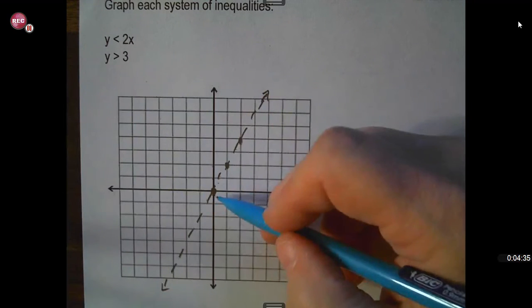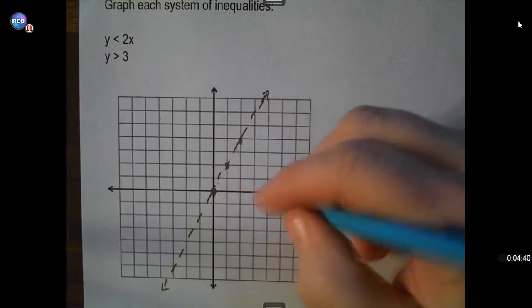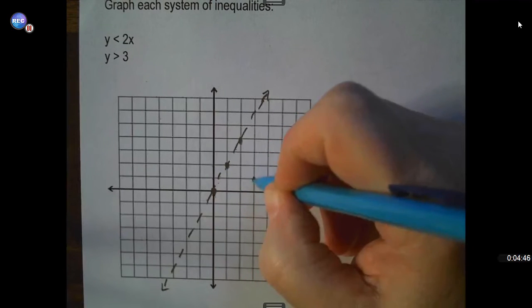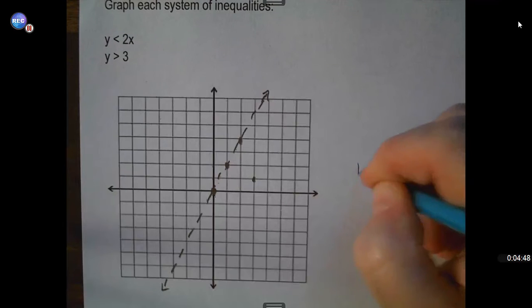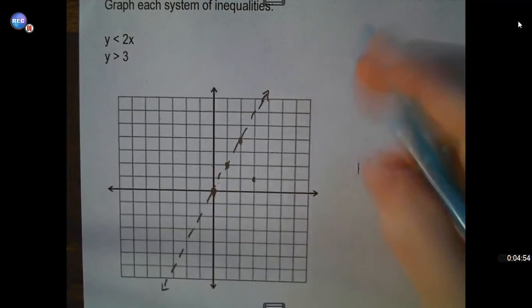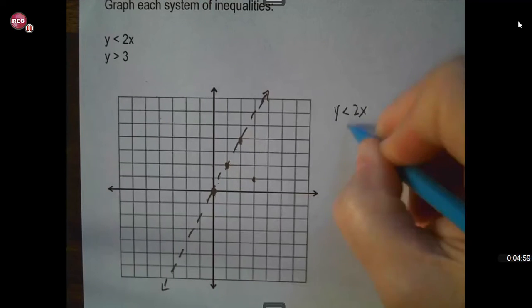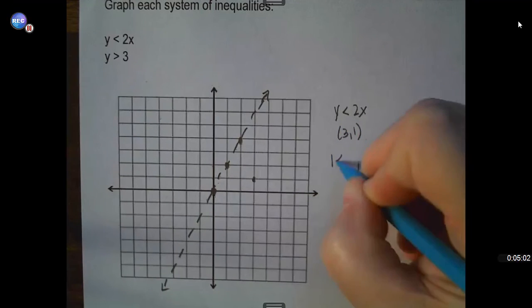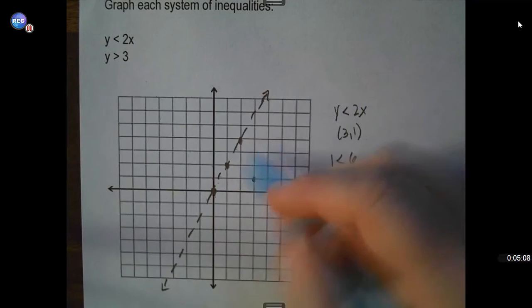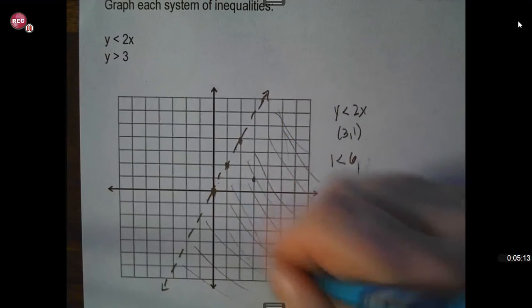Okay. And then I can't plug in the origin to see where to shade. So what I do is I pick another point. So I'm going to pick the point 3, 1. So I'm going to plug in 3 for x and 1 for y. So I have the equation y is less than 2x. I'm going to plug in the point 3, 1. So 1 is less than 2 times 3, which is 6. That's true. So this one is going to get shaded this way. And again, I'm just going to make some real light markings there.